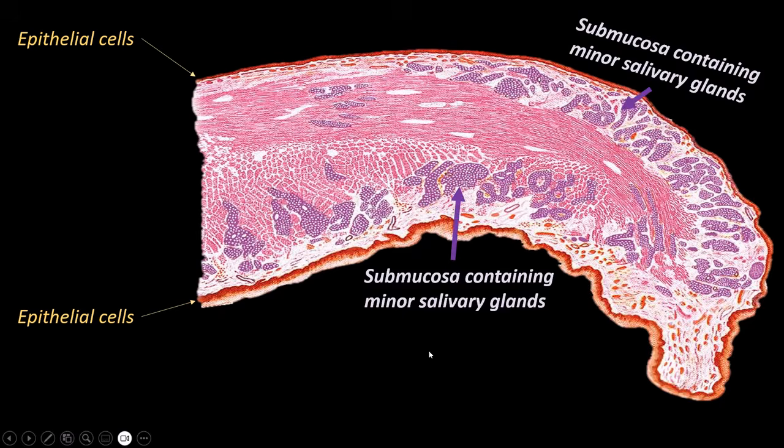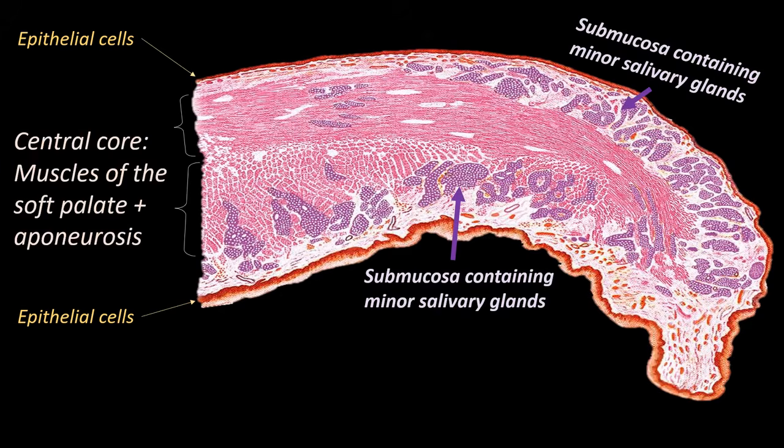Then in the submucosa, we have minor salivary glands. So a tumor type that you can encounter in the soft palate is, of course, once again, squamous cell carcinoma, when the tumor originates from the epithelial cells, but also minor salivary gland tumors can originate in the soft palate. But the core of the soft palate is basically a group of muscles.